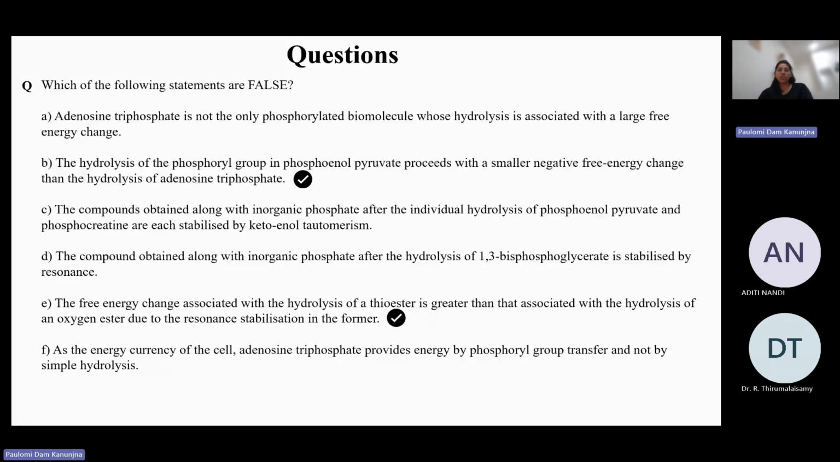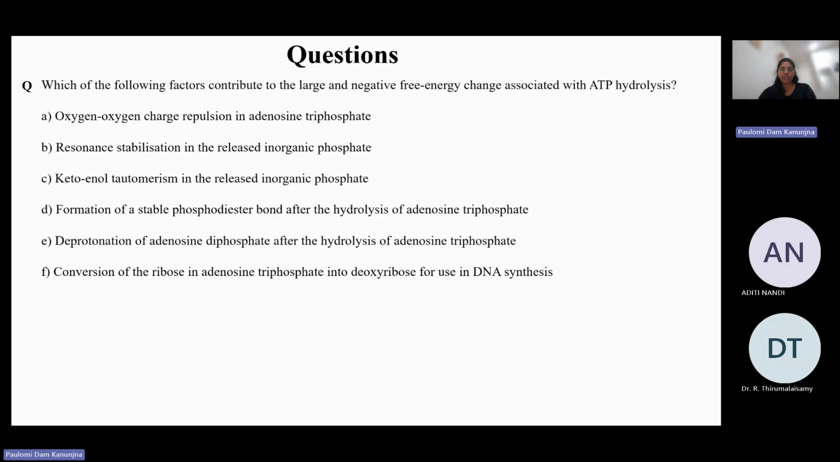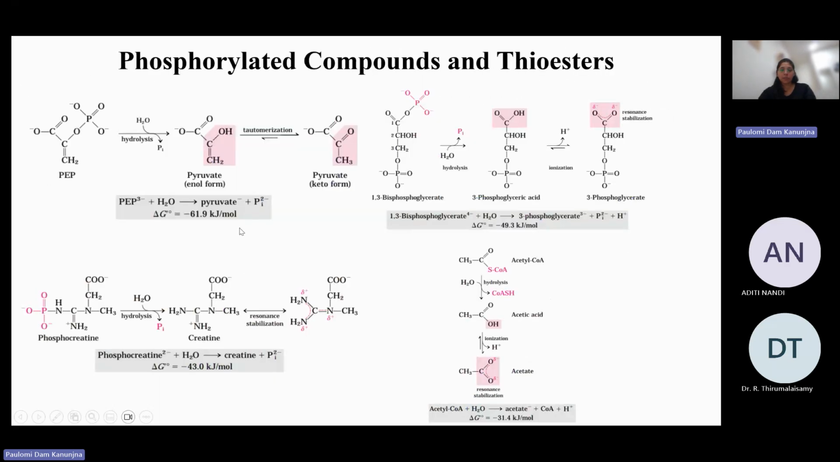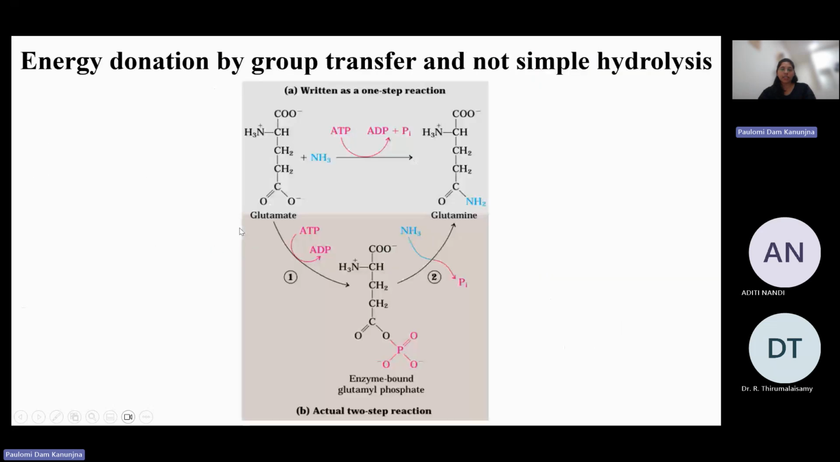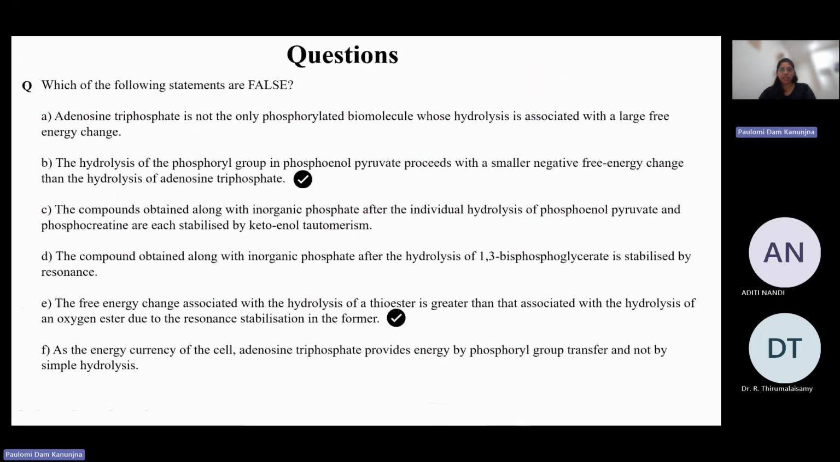The first one said adenosine triphosphate is not the only phosphorylated biomolecule whose hydrolysis is associated with large free energy change. We know, and we know with examples, which are the other compounds that also have large free energy change. So that is correct. Second, the hydrolysis of phosphoryl group in PEP proceeds with a smaller negative free energy change than hydrolysis of ADP. So we have seen PEP is minus 61.9, whereas this is minus 30. So this is incorrect, right? It is not smaller, it is rather larger.